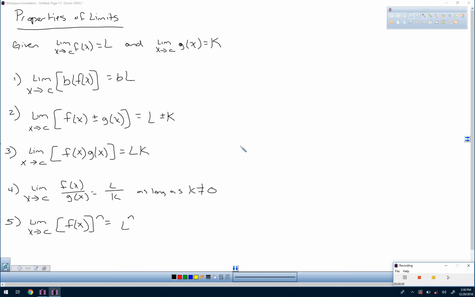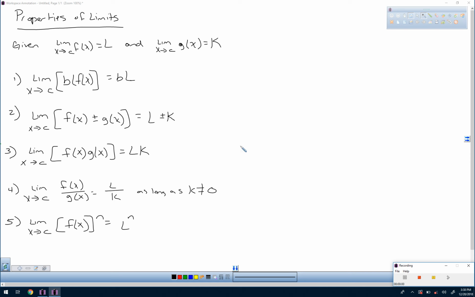The first one is what we call a scalar property, and it says that if I wanted to find the limit as x approaches c of a scalar b times f of x, then that would simply be b times L. The second one is the sum and difference property. If you were to find the limit as x approaches c of two functions added together, f of x plus g of x, that would simply be L plus or minus k.